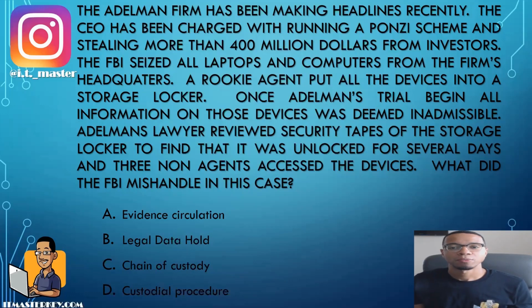The Edelman firm has been making headlines recently. The CEO has been charged with running a Ponzi scheme and stealing more than $400 million from investors. The FBI seized all laptops and computers from the firm's headquarters. A rookie agent put all the devices into a storage locker. Once Edelman's trial began, all information on those devices was deemed inadmissible. Edelman's lawyer reviewed the security tapes of the storage locker to find that it was unlocked for several days and 3 non-agents accessed the devices. What did the FBI mishandle in this case?